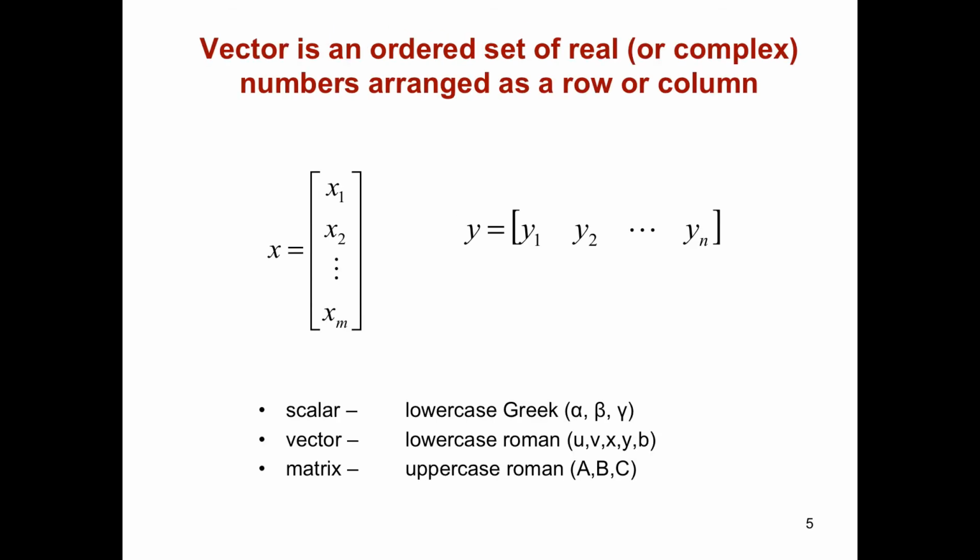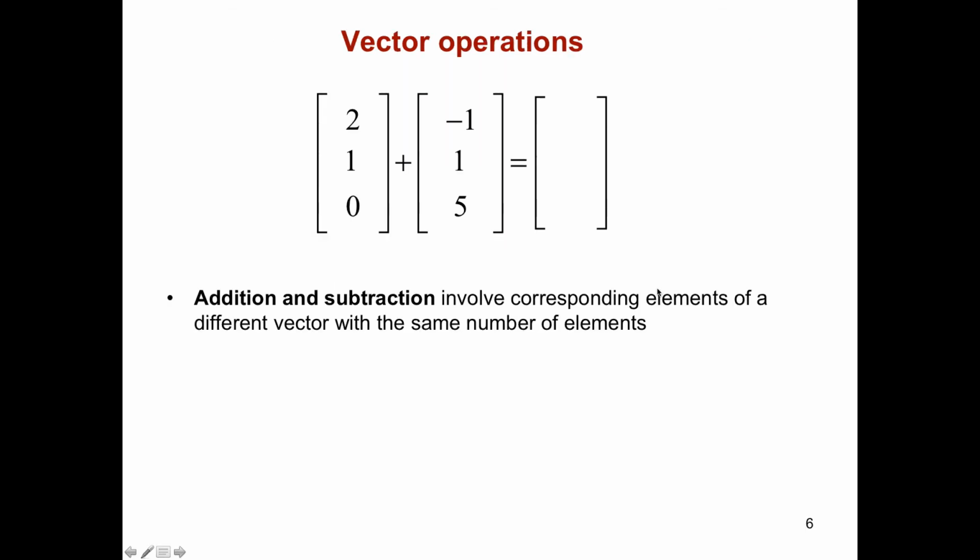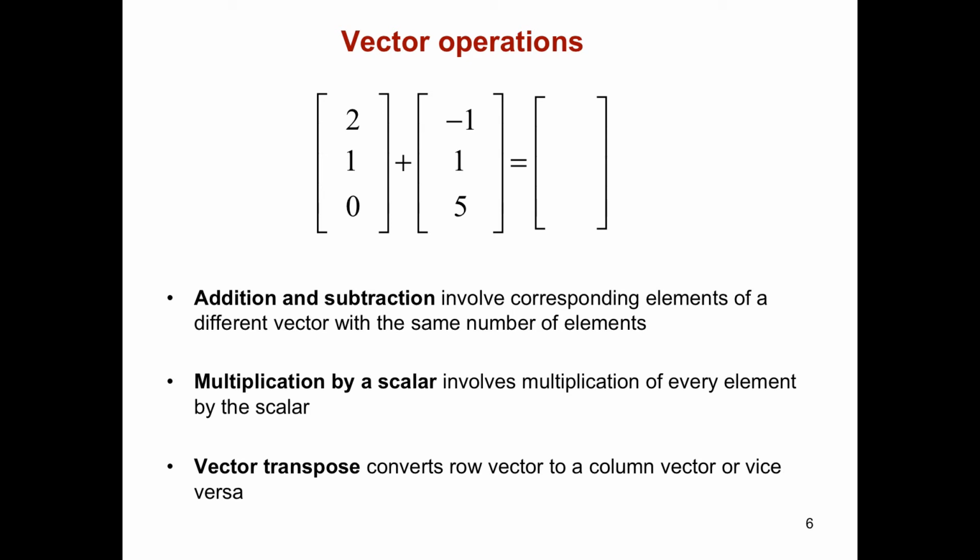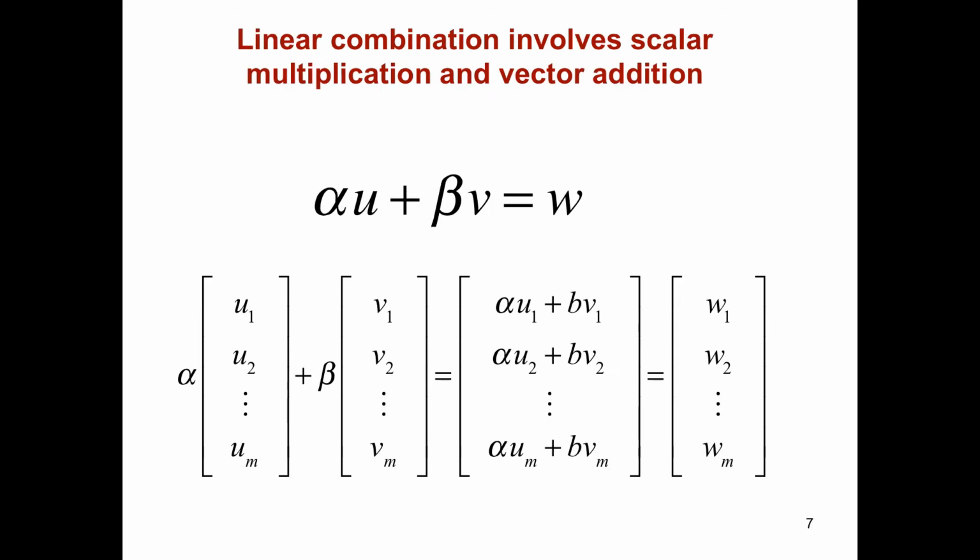So here, if I had this vector x1, x2 all the way to xm, which is a column vector, the transpose of this vector would be a row vector with these same elements. So this is a row, this is a column, right? So I would have x1, x2 all the way to xm as the transpose of x. And if I was to transpose this y vector, I would get a column vector from a row vector. So it's just flipping things from a row to a column and the other way around. Okay, so those are some of the basic vector operations.